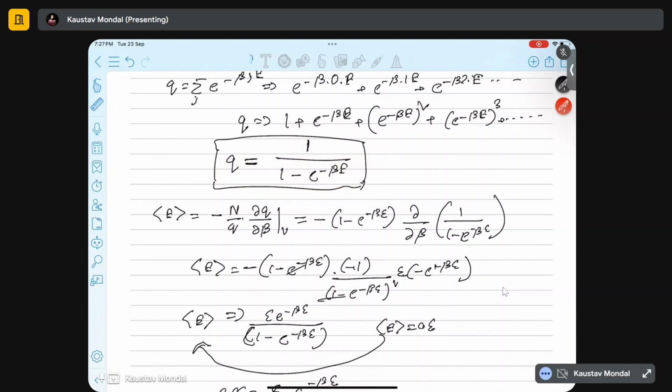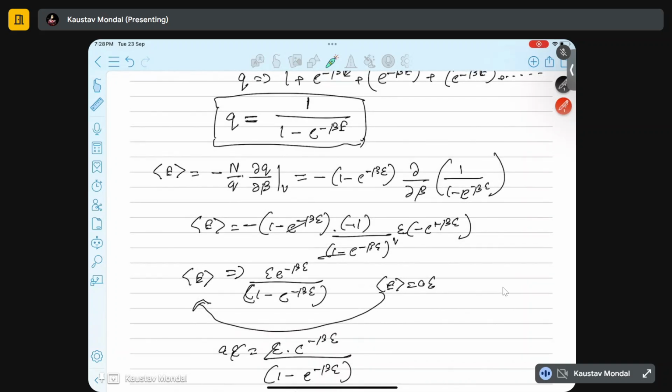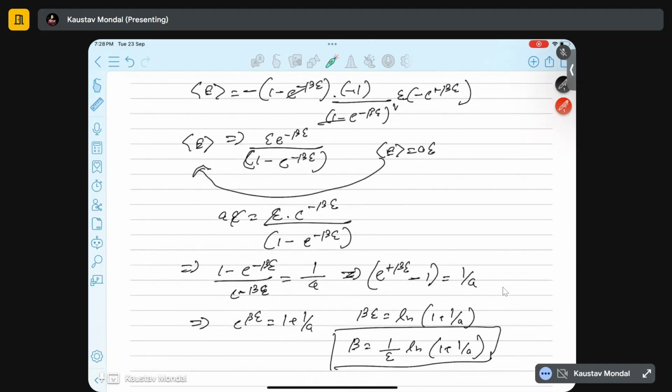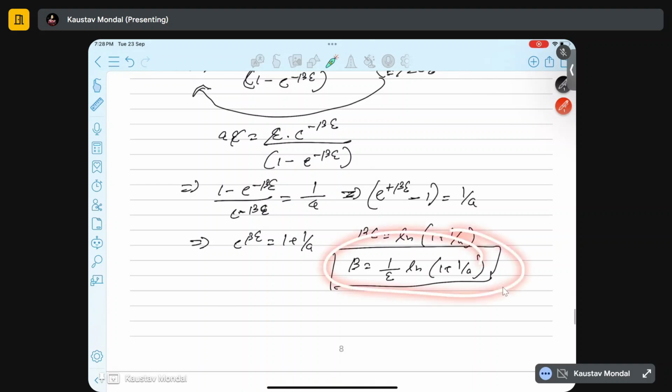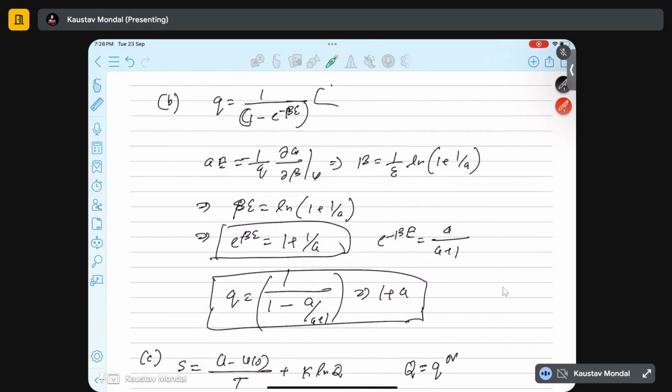Now from here we calculated the mean energy, that is this E mean. So E mean is given by basically this. After doing that, we have calculated the temperature, right? After doing all the math. And next, lastly in problem B, we have been asked to find the partition function. We write the partition function as a function of a.